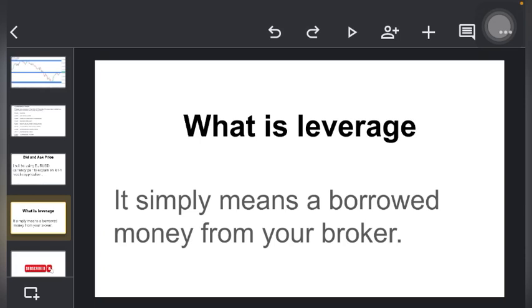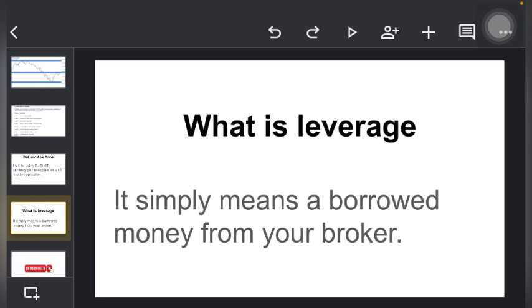Now let's go back. What is leverage? It simply means a borrowed money from your broker. What do I mean by borrowed money? Now let me give you this example. For example, you want to trade Euro USD. You want to trade that financial market, Euro USD, and you just have $10. You cannot use $10 to execute that particular trade. What you will do is you will borrow money from your broker. That means you will leverage your capital.